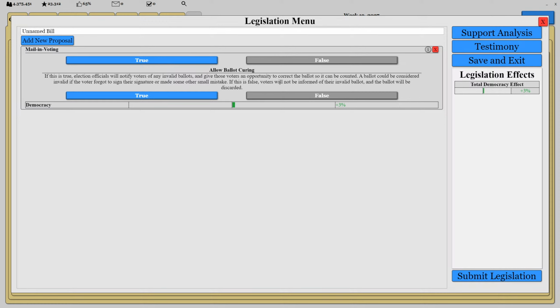Mail-in voting. Allow ballot curing. If this is true, election officials will notify voters of any invalid ballots and give those voters an opportunity to correct the ballot so it can be counted. A ballot could be considered invalid if the voter forgot to sign their signature or made some other small mistake. If this is false, voters will not be informed of their invalid ballot, and the invalid ballot will be discarded.